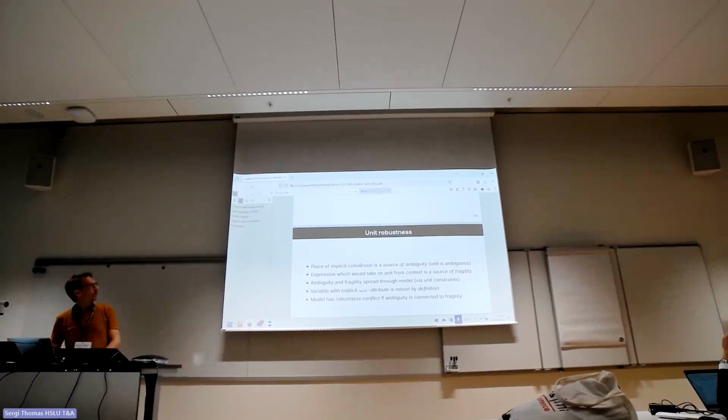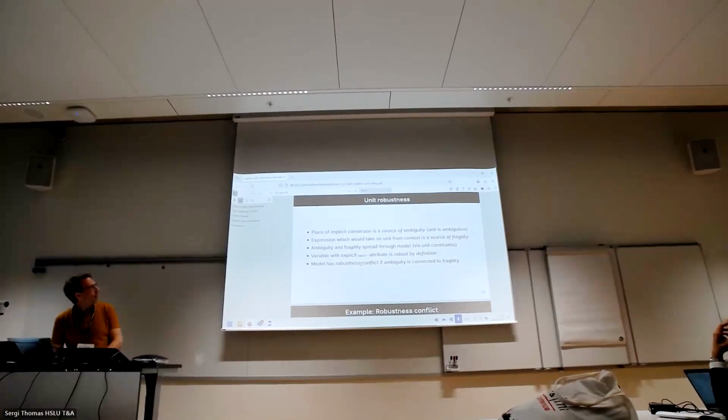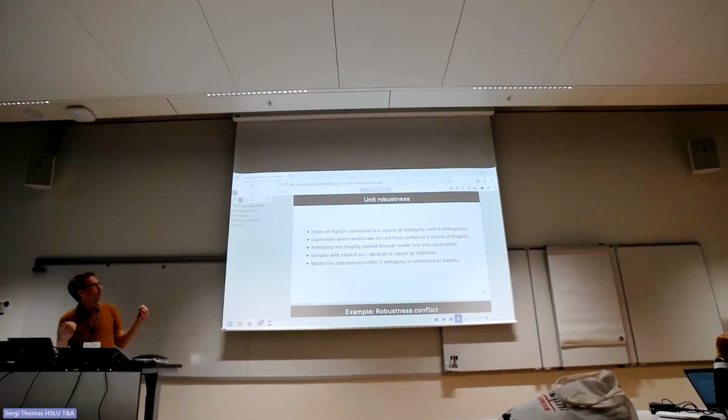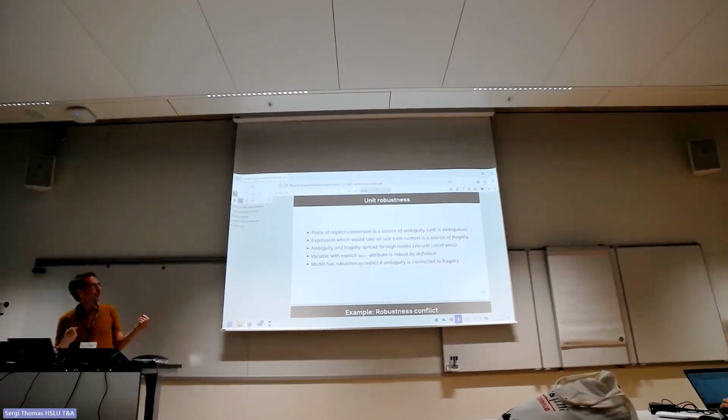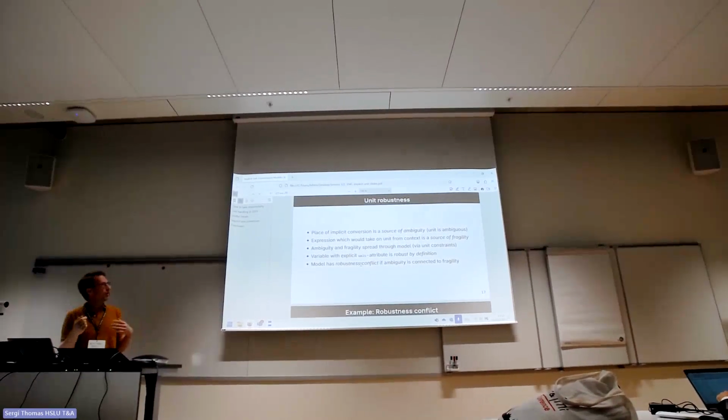So unit robustness is the property that we need to analyze in order to know whether implicit conversion was dangerous or not. So we build this graph on top of what we do for the constraint-based unit checking. And the places in the graph where there's an implicit conversion, we call them a source of ambiguity because the resulting unit is ambiguous. The expressions that are without units, that would take a unit from the context, we call them sources of fragility.